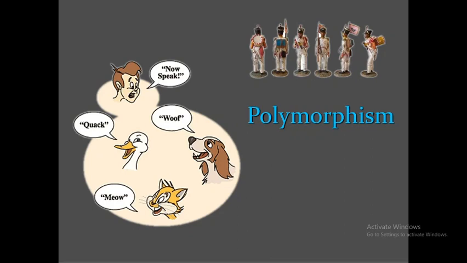If you look at an example, there are certain living animals. If I say talking: in the case of a dog, talking is barking; a duck does quack; a cat says meow; and a human being can speak. So the function is the same, talking or communicating.